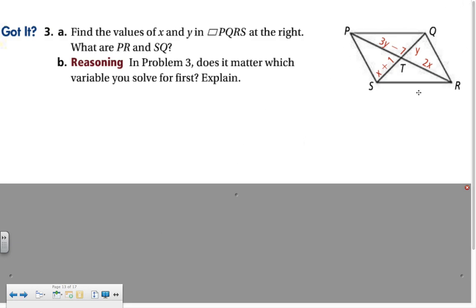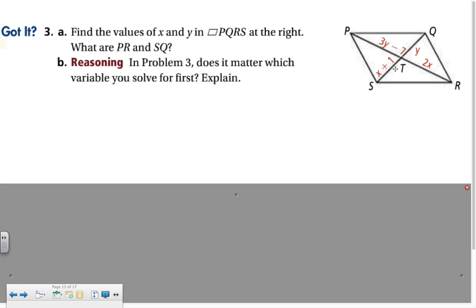Let's apply it to this situation. Here we're given parallelogram PQRS at the right. I want you to find the lengths of PR and SQ, and then I want you to pause the movie and write them down, because at the end of this movie there will be 2 questions that I'm going to ask you, and I want you to input your answer to this one just so I can check that you've completed this movie. So pause the movie, write your answers down.